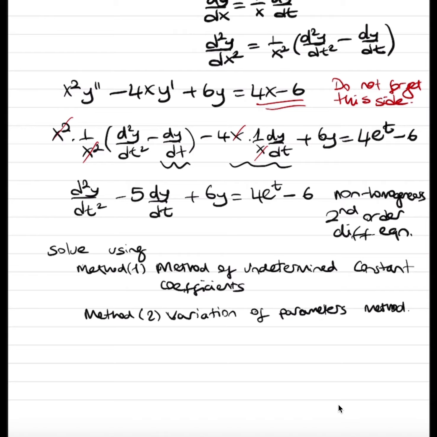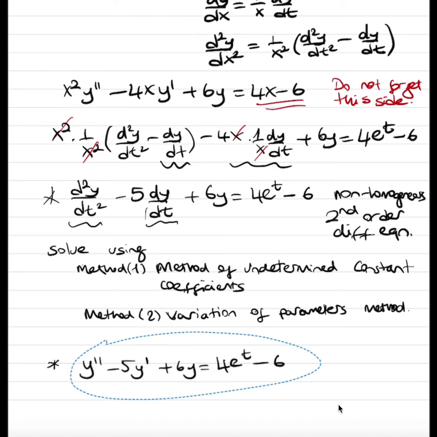Okay, so I have this differential equation. Let me write y double prime minus 5y prime plus 6y is equal to 4 e to the power t minus 6. So keep in mind that the y prime stands for dy over dt, and second derivative y double prime is d square y dt square. Okay, now we will solve using undetermined constant coefficient methods. Okay, then what is the general solution?